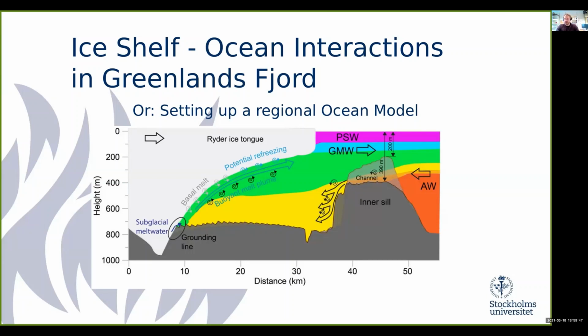So yeah, as mentioned, I will talk a bit about ice shelf or glacier ocean interactions in fjords around Greenland. So we're going to travel to the very north of Greenland, actually, to the Ryder Glacier. It's in the northwest of Greenland, basically. But I'm going to show you a map later on. Yeah, I would say we can jump right into it.